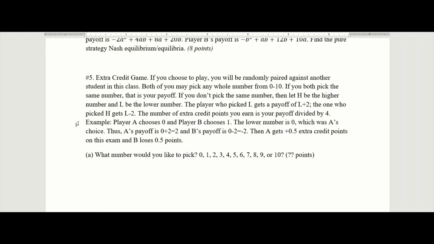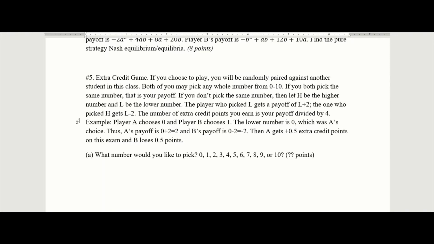You pick a number from 0 to 10 and you're playing against another student in this class. If you both pick the same number, then that's your payoff. If you pick different numbers, then the one who picks the lower number gets that number plus 2. The one who picked the higher number is getting the lower number minus 2. Let's divide the payoff by 4 to figure out how many extra credit points you get.